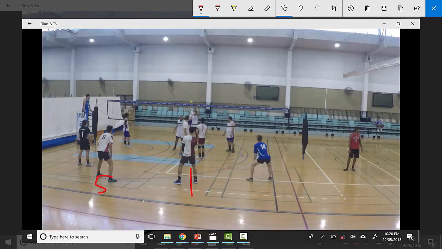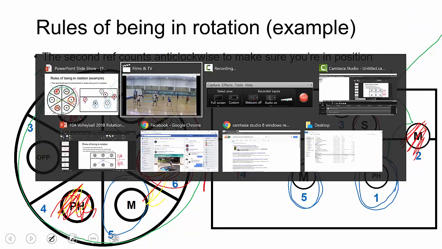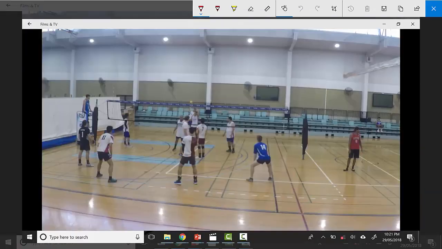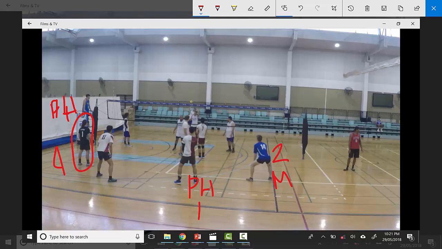So we've established that he's in rotation in the backcourt. Who are the people we don't care about? Position four and position two for this weird rotation. Okay, who's in position four? We see it's Jesse over here. Because I'm in one, Jesse's in four. We're both pass hitters, and we're opposite each other. Pass hitter in one, and Nathan is here in two.